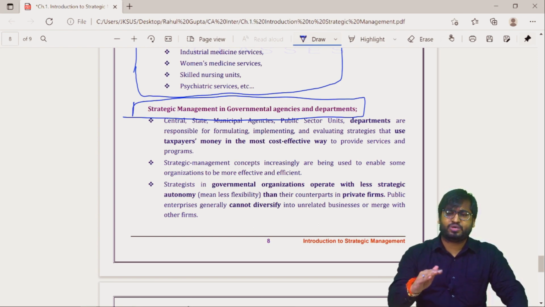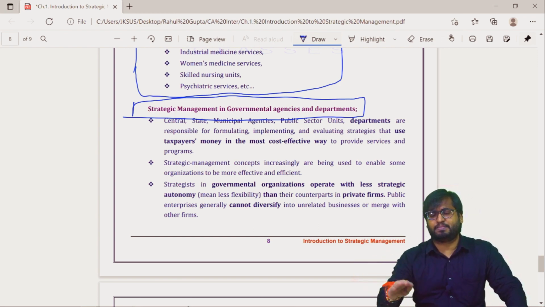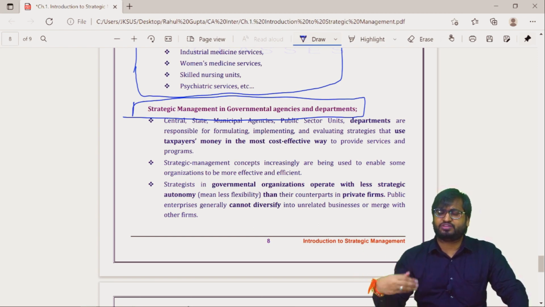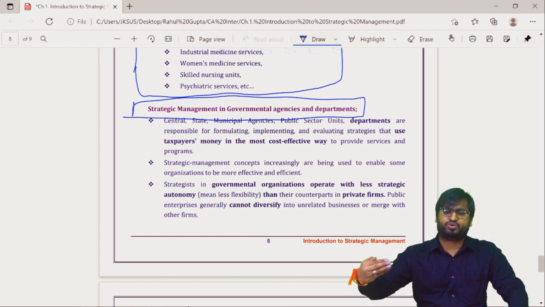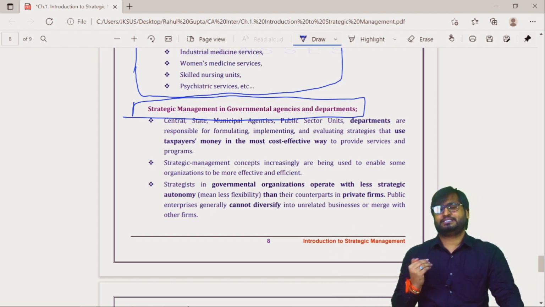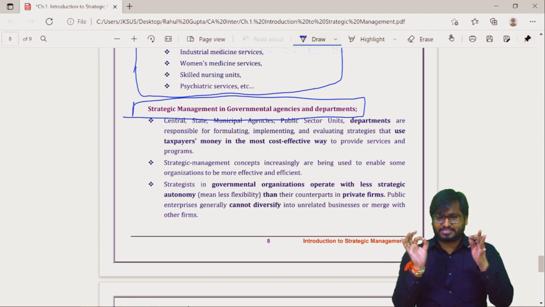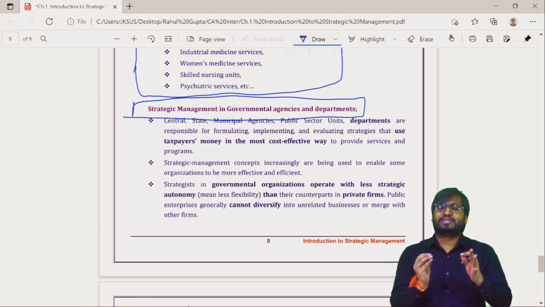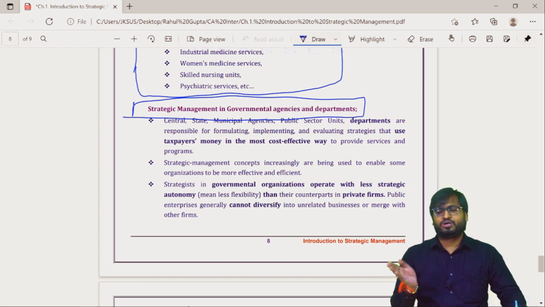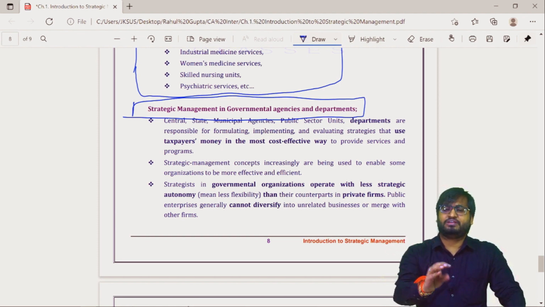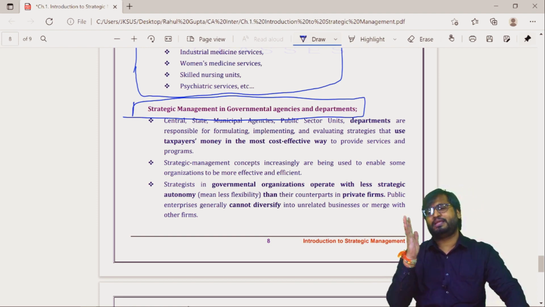But if it is owned and operated by some private organization, don't you think they will increase their fare because they want to make profits? Yes. So these are the reasons you need strategic management, because it will help governmental organizations perform their duties in a cost effective way. They'll be able to utilize the resources in an effective and efficient manner.